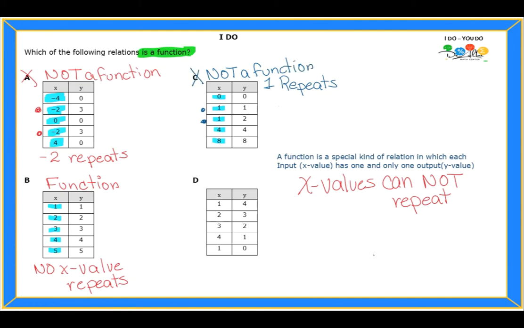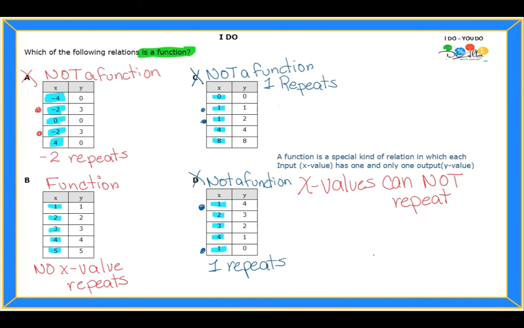Okay? And what about D? Let's do the same thing. Check on x, that's 1, 2, 3, 4, and 1. Any number that you see that repeats? Yes, we can see that the 1 repeats, right? So if 1 repeats, then this means this is not a function.